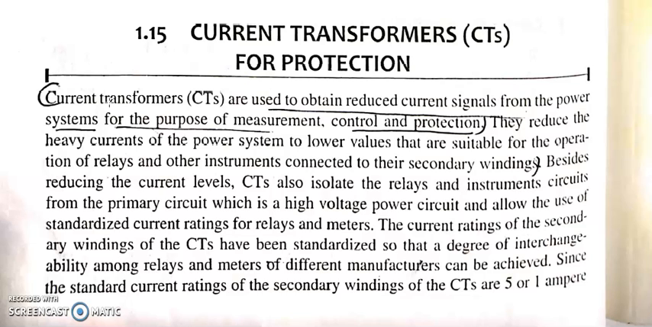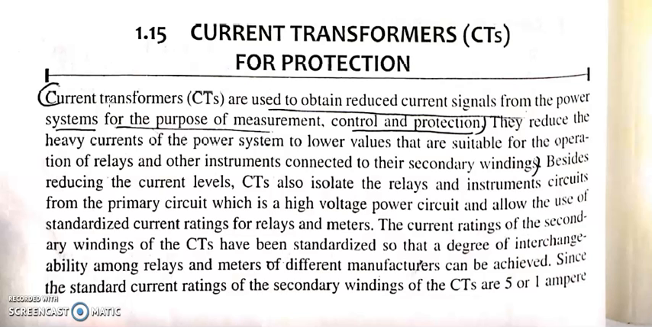Thus this allows the use of standardized current ratings of around 5 or 1 ampere. These are the current values at the secondary side. They come in between 5 or 1 ampere. This is what the standard ratings of the current transformers are.